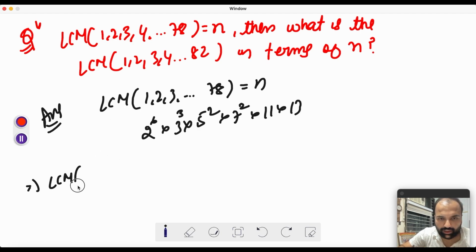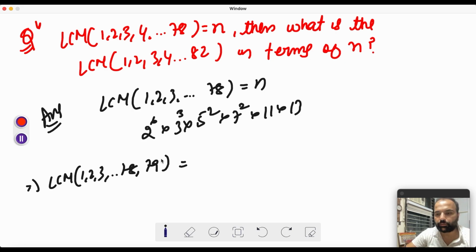If we want the LCM of 1, 2, 3 up to 78 and 79, what would it be? Now again, 79 is a prime number. So up to 78 we know it's n. Now with the addition of a new number in the series, what are we going to do? 79 into n. Okay, understand?